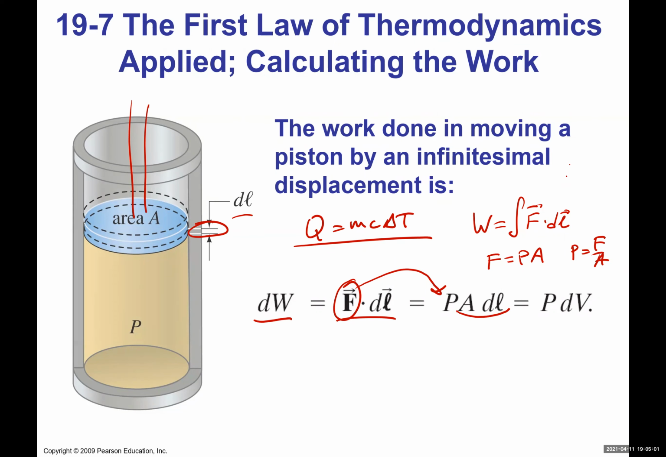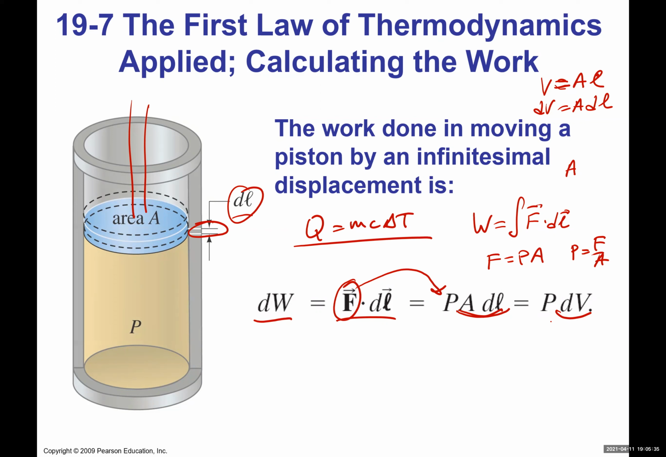Remember, I told you, I think in the previous slide, the total volume is area times total length. But if you talk about this small change in length, that means whatever this dV changed by, that's how much the volume changes. So this will be A dl. That means this A dl is nothing but dV, the changing volume. So we're looking at how much work goes into changing the volume by a small amount.